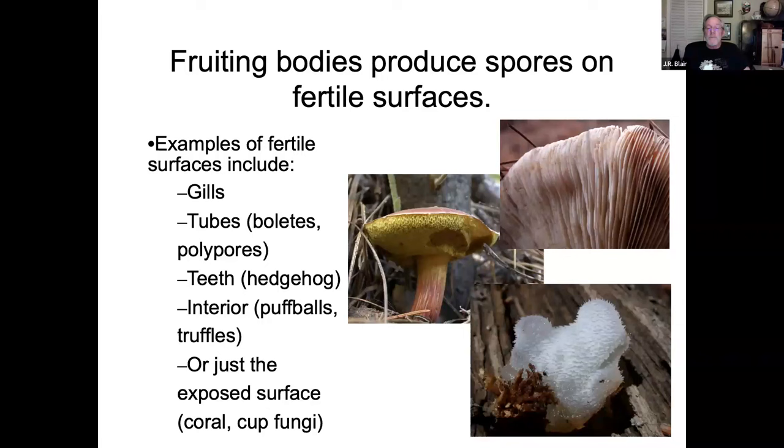By the way, speaking of the evolution of these things, gills evolved, as far as we know, seven different times. So it's a very effective structure, effective technique for having high surface area on which to produce spores. Down here is a fungus that has teeth. Also, if we look at puffballs or truffles, the spores are produced on the interior of a structure. And then a lot of fruiting bodies just have the spores on the exposed surface, like we would see with a coral fungus or with a cup fungus.